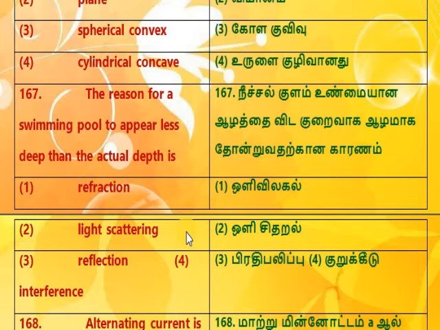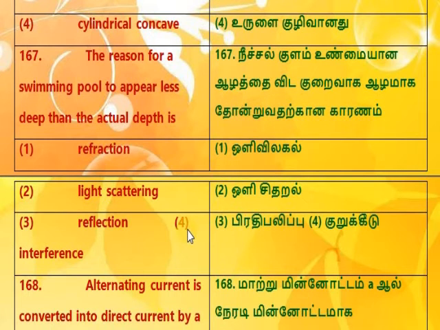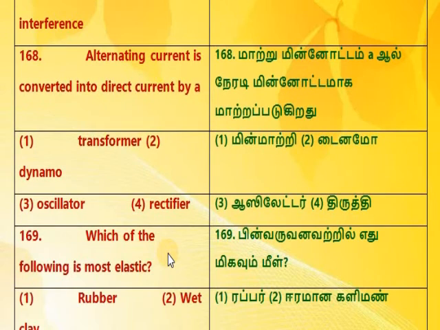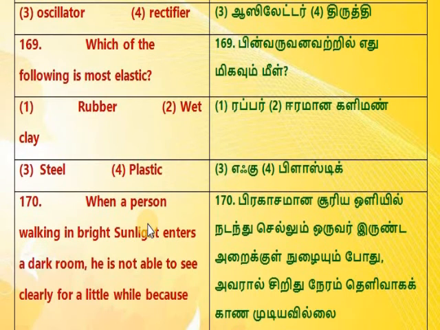167. The reason for a swimming pool to appear less deep than the actual depth is 1. Refraction. 2. Light scattering. 3. Reflection. 4. Interference. 168. Alternating current is converted into direct current by a 1. Transformer. 2. Dynamo. 3. Oscillator. 4. Rectifier.